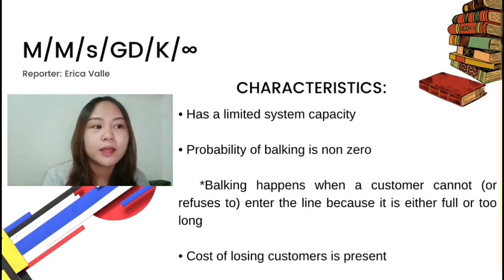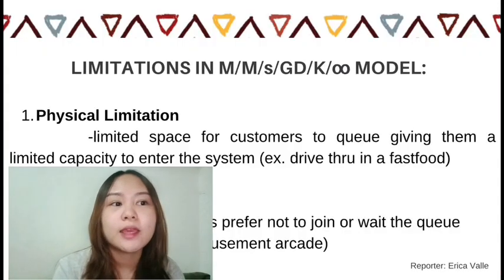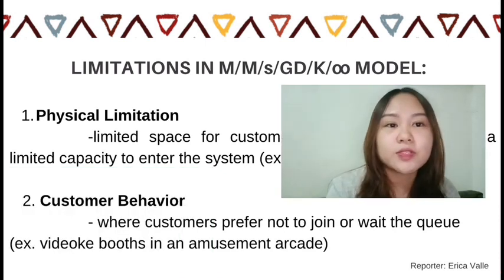So what is balking? Balking happens when a customer cannot or refuses to enter the line because it is either full or too long. So yung customers, they decide either not to join or they cannot join dahil either mahaba na yung pila or wala ng space para pumila. So therefore, the cost of losing customers here in this model is present. So it is assumed nga na hindi lahat makaka-enter sa system because there are certain limitations. First is physical limitation, meaning there is limited space for customers to queue. And second, it can be the customer behavior, where customers prefer not to wait.